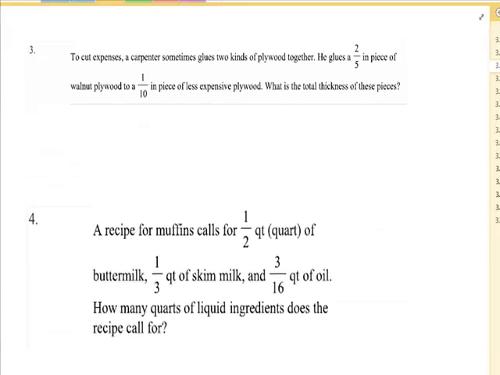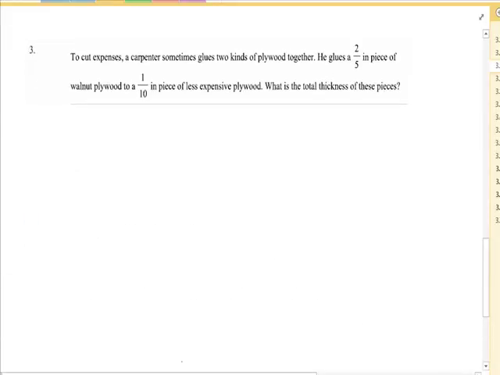Okay, for some reason, the printing on this one is quite tiny. It says, to cut expenses, a carpenter sometimes glues 2 kinds of plywood together. He glues a 2/5 inch piece of walnut plywood to a 1/10 inch piece of a less expensive plywood. What is the total thickness? Now this time they use the word, and total usually means to add. So I have 2/5 of an inch plus 1/10 of an inch.